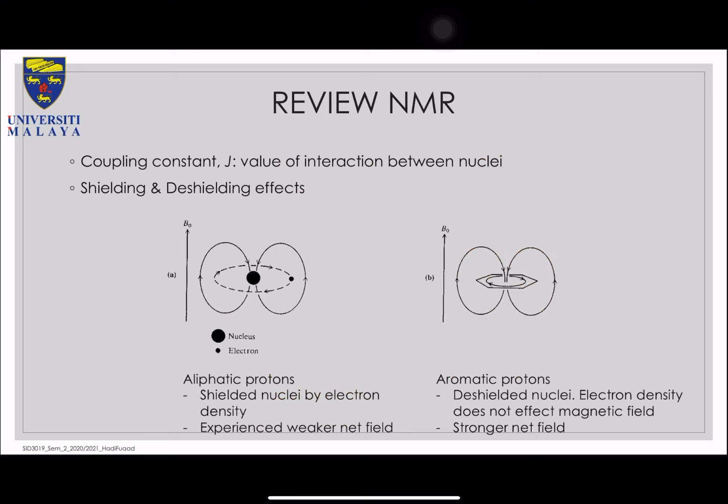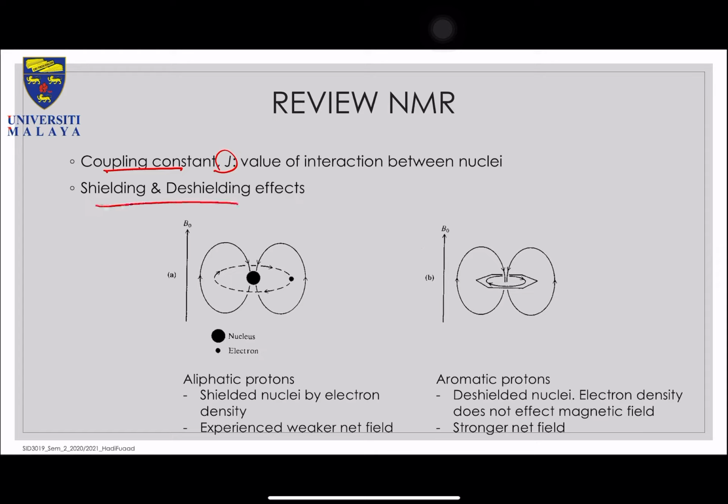Other than that, you need to remember what the coupling constant, J value, is. I might use this as part of how you identify peptides and proteins, but for now, I will just put it in with all the related terminologies. So what is the coupling constant, or J? J, or J value, or J coupling constant, there are a lot of variations, but pretty much it is J. It's a value of interaction between nuclei.